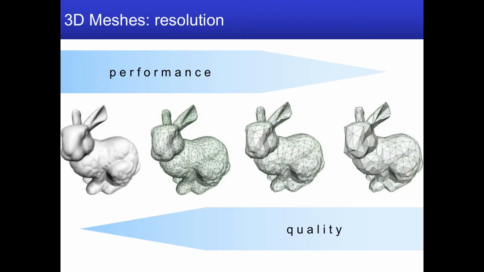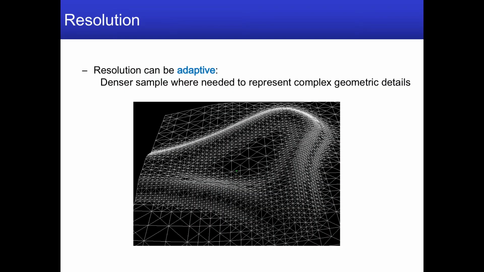Of course, as I said, if you increase the quality, then you decrease the performance. If you increase the performance, then you decrease the quality a bit. So it's always a matter of finding the right balance for your application. And of course, the resolution is not uniform everywhere, right? You can have a mesh that has adaptive resolution.